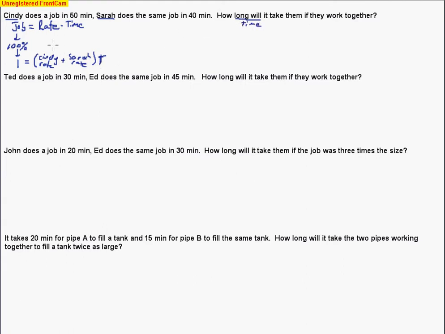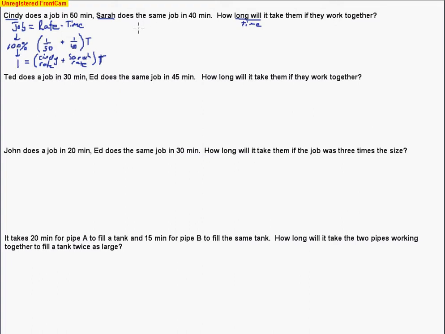And so let's take a look at Sydney's rate. Sydney does the job in 50 minutes. Well, how much does she get done? What part of the job does she get done each minute? Well, after 50 minutes, the job is done. So each minute she's getting 1/50th of the job done. Sarah, well, she's getting 1/40th of the job done each minute. After 40 minutes, it's totally done. 40 out of 40 parts are done, and it's 100% complete. So if we add their rates together, then we multiply by time, that'll give us 100%. And that's what we're trying to do.